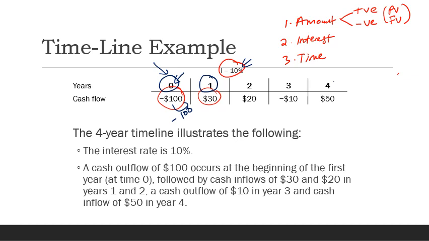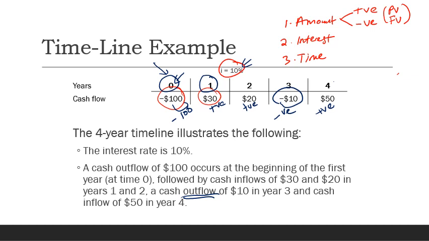This is followed by a cash inflow of 30, which is a positive amount because it is an inflow, and 20, also a positive amount, in year 1 and year 2. Then a cash outflow, again a negative amount of $10 in year 3, and a cash inflow, another positive amount, of 50.